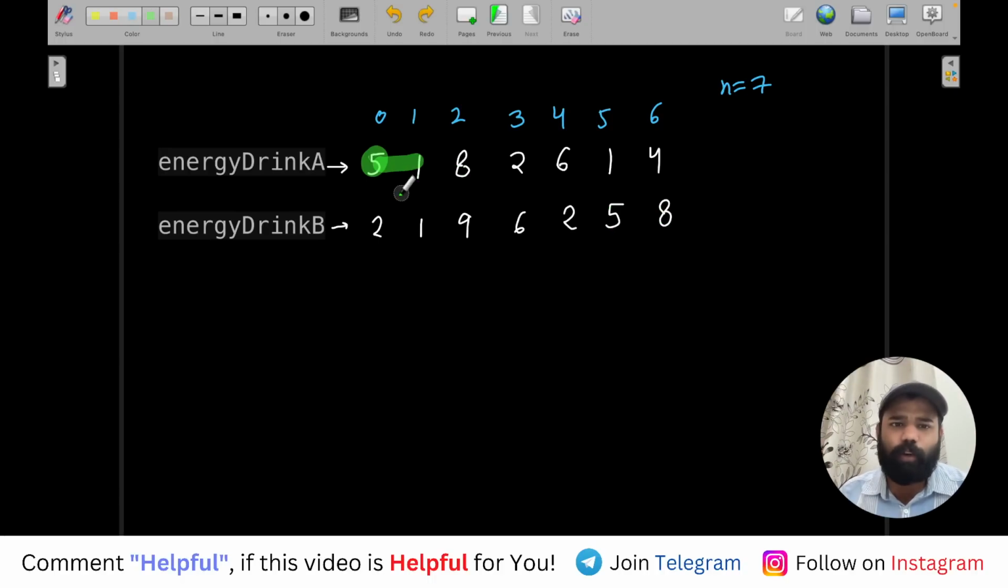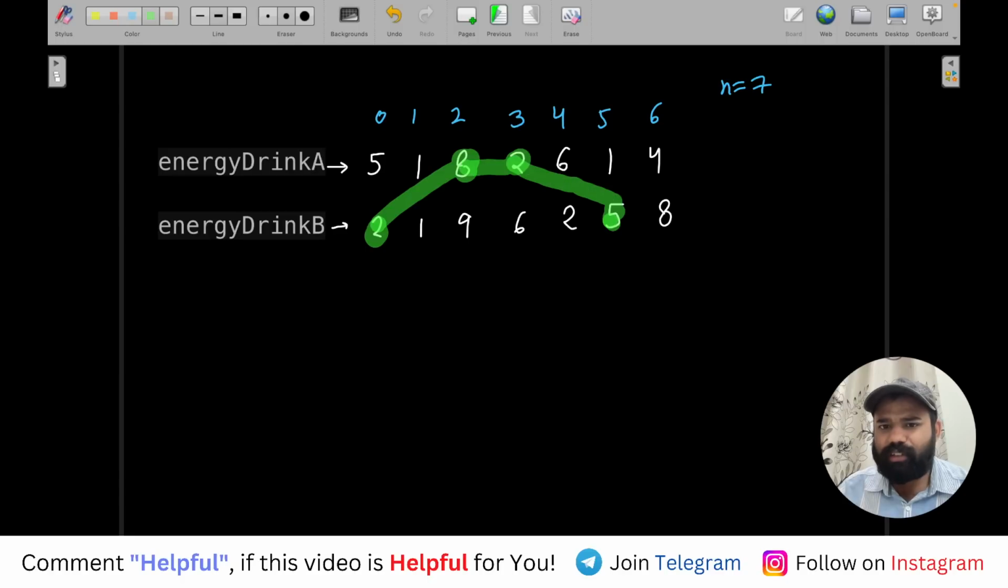Let me explain. For example, you started from this. Then you changed here. Then let's say you changed here, you continued. Let's say you changed here, and then here you continue. Right, this is how you will do it. So you can either move forward in the same energy drink, or if you are switching the energy drink from A to B or B to A, then you have to skip one index in between.